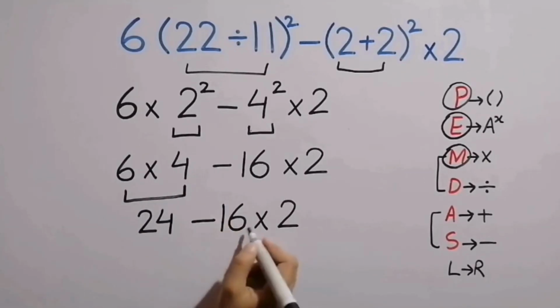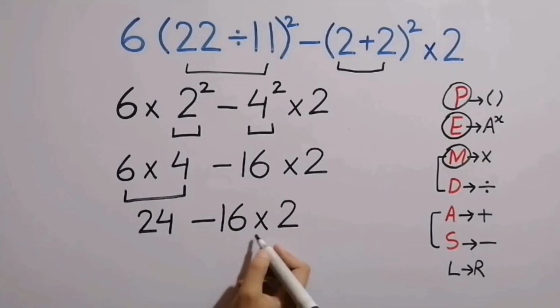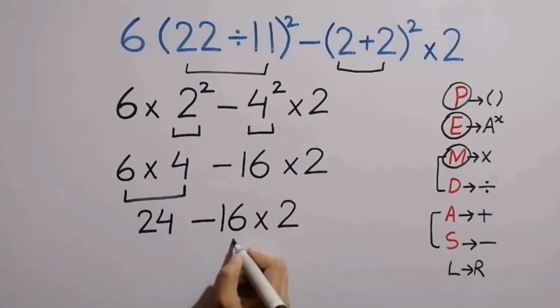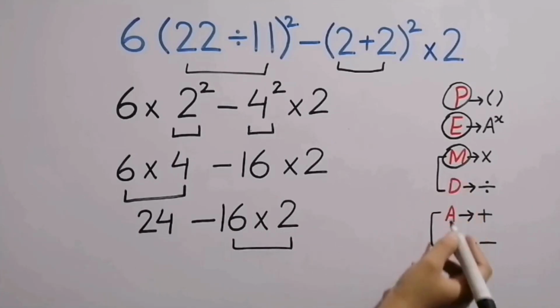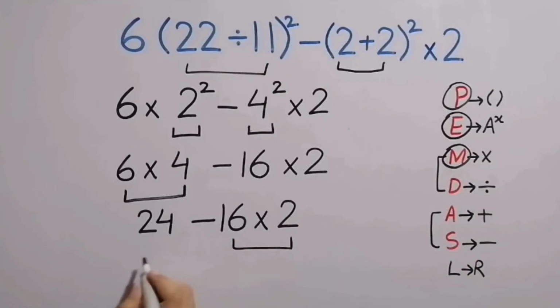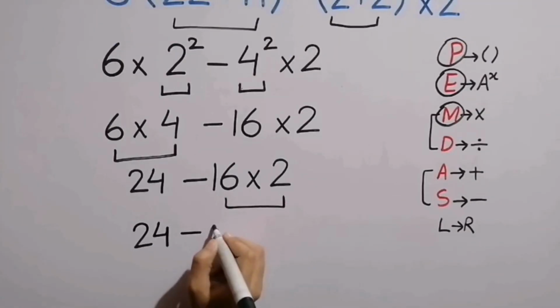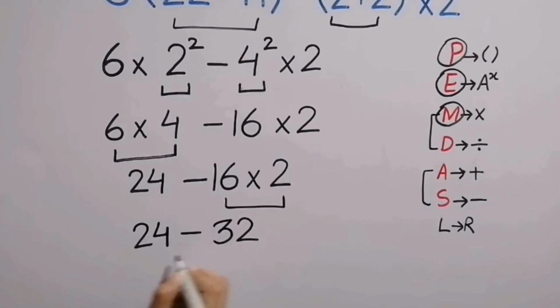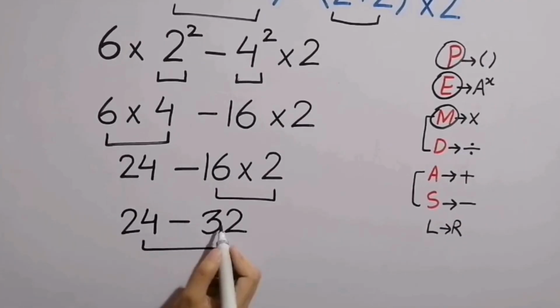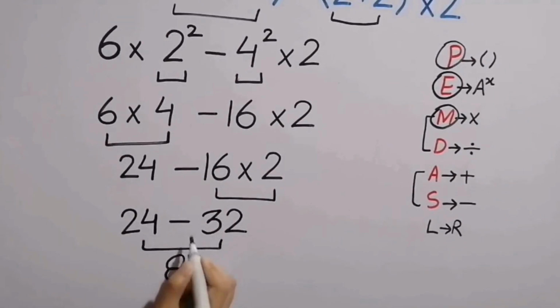Now we have subtraction and multiplication. First, we do multiplication between 16 and 2 because multiplication comes before subtraction. We simplify this expression as 24 minus 16 times 2 equals to 32. Finally, 24 minus 32 gives us 8, as there is negative sign with the greater value. So, we write minus 8 and this is the final answer to this expression.